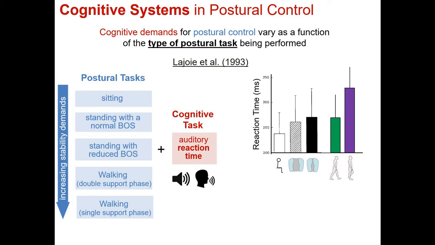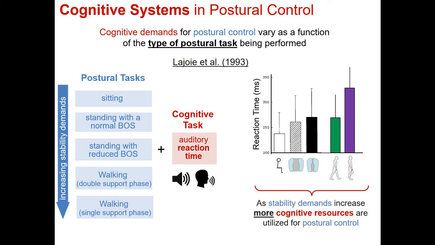Here we see the results. On the y-axis, we have the amount of time it takes after hearing the sound to say the word top. We see that the amount of time taken to mentally react to a sound increases with how challenging the postural task is. The implication here is that more cognitive resources are required when the demands of the postural control task is increased.